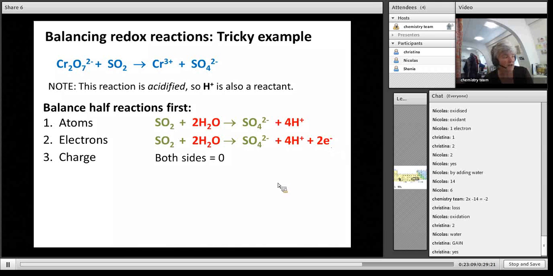So once you've done the charge balance and everything is correct, then you know that equation is correct. Now, if the electrons are on the right-hand side, is this an oxidation half reaction or is this a reduction half reaction?